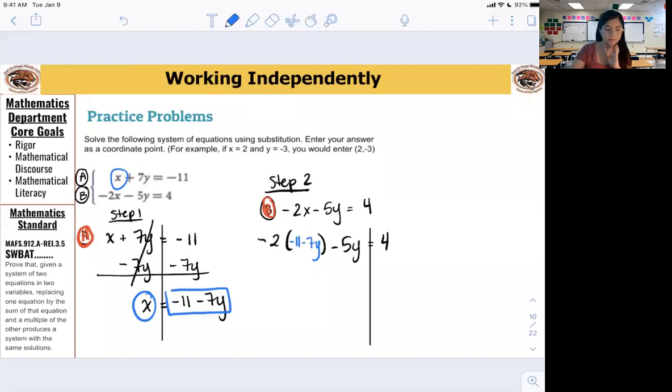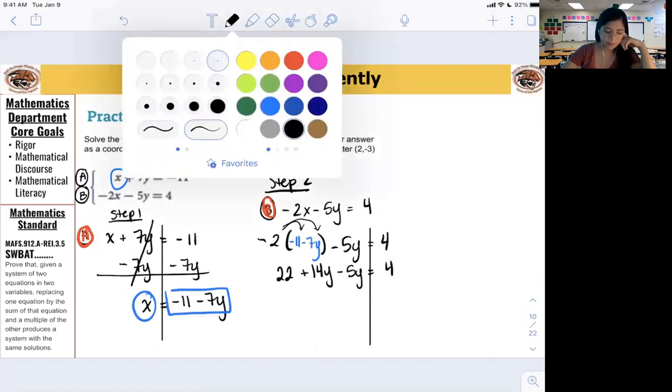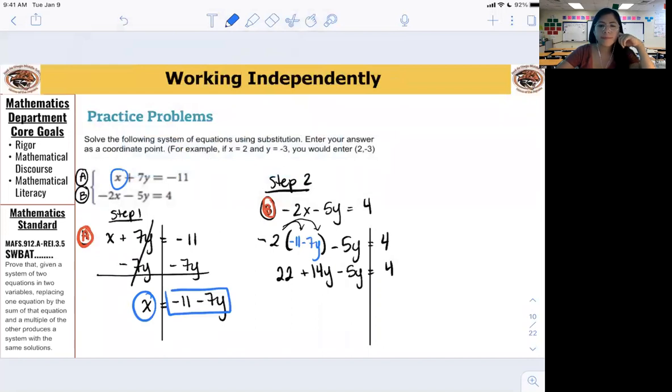Okay, now what do I do? Distribute. And what do I get here? 22 plus 14y. Beautiful. Positive 22, positive 14, because a negative times a negative is a positive. Now what? We combine like terms. Good. 14 minus 5. 9. Awesome. We're almost there.